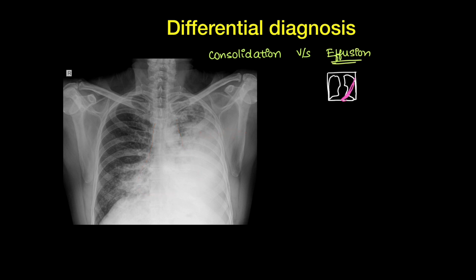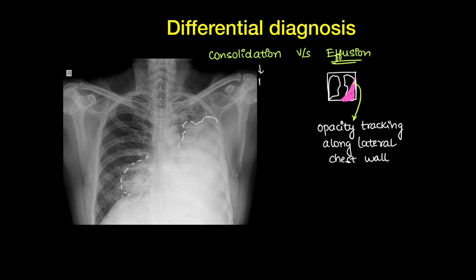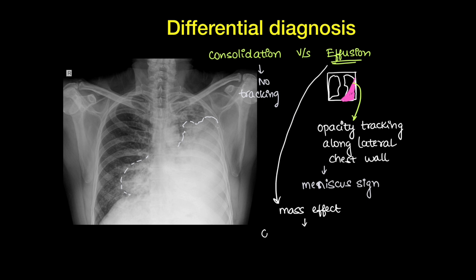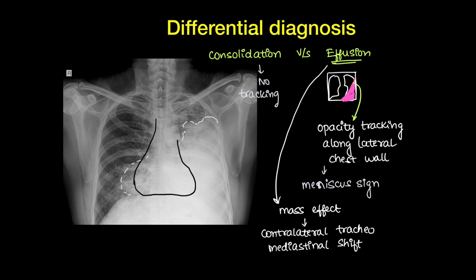How to differentiate consolidation versus a large effusion? Here you can see a large effusion has homogeneous opacity which shows tracking along the lateral chest wall because of the meniscus sign. But here you can see there is no meniscus sign. Here it is irregular spaced opacity. This is consolidation. And in effusion, there will again be mass effect towards the opposite side. The structures will be pushed to the contralateral side, like contralateral tracheomediastinal shift. Here again, the heart is in midline. There is no shift.